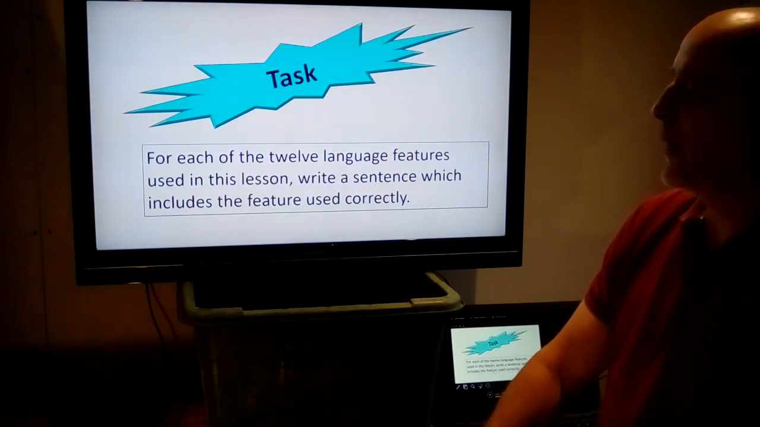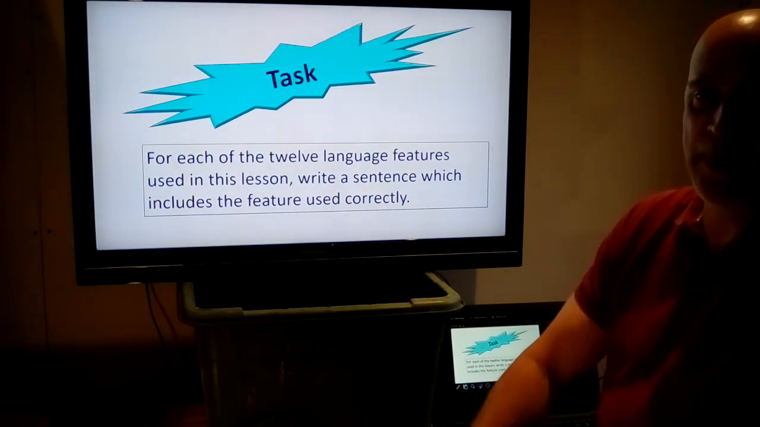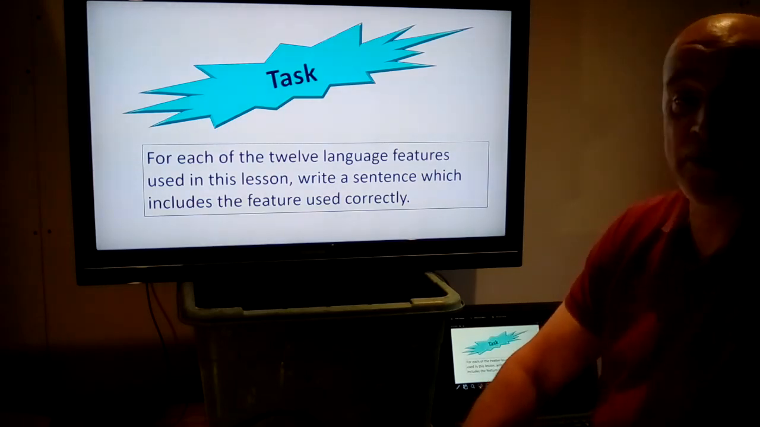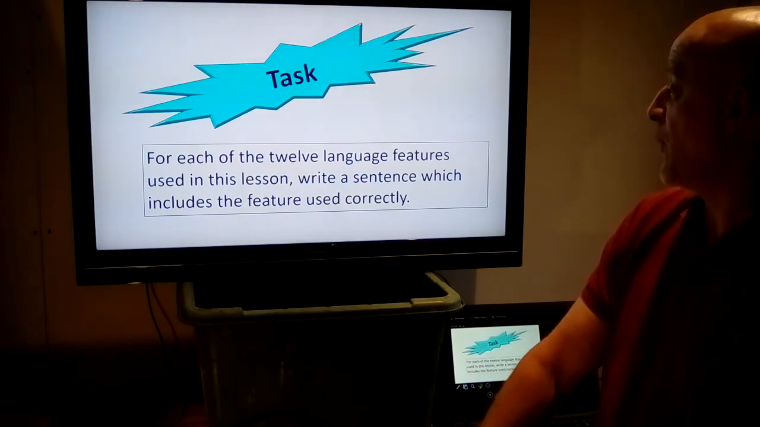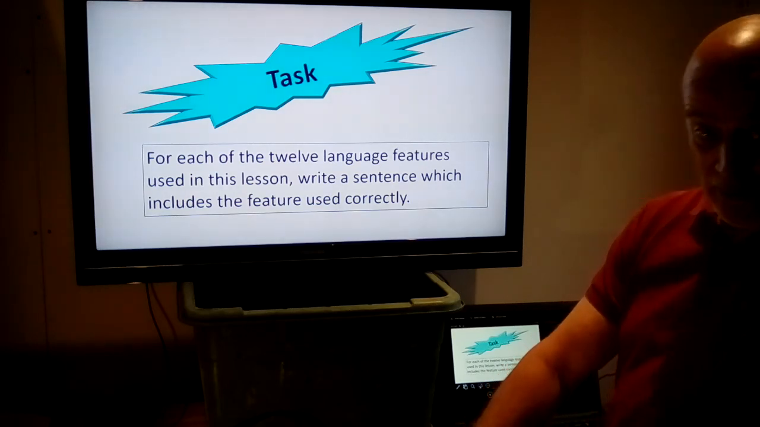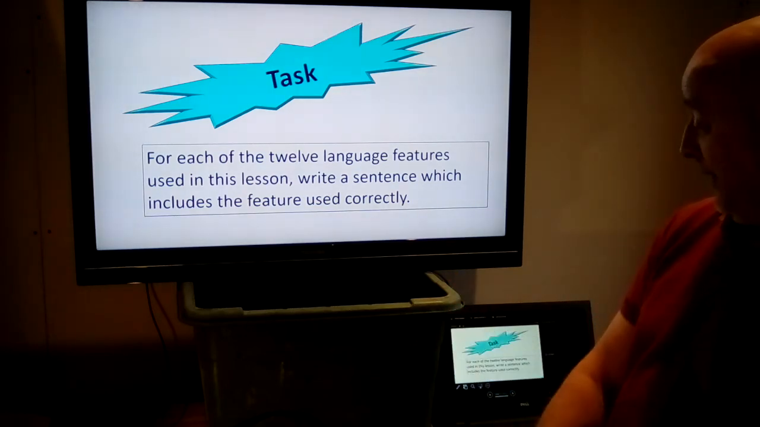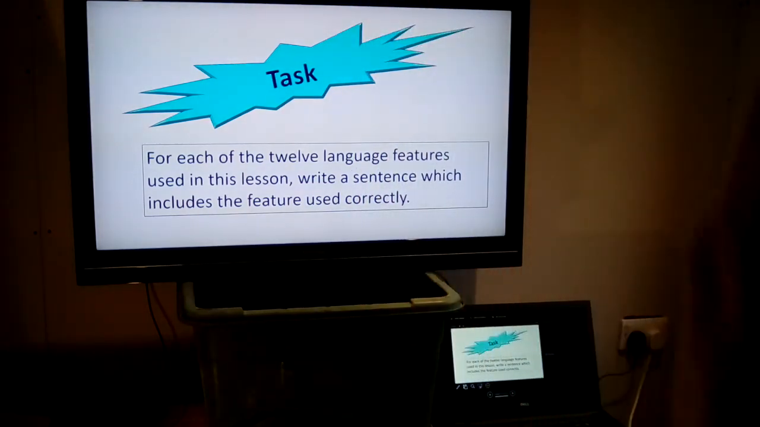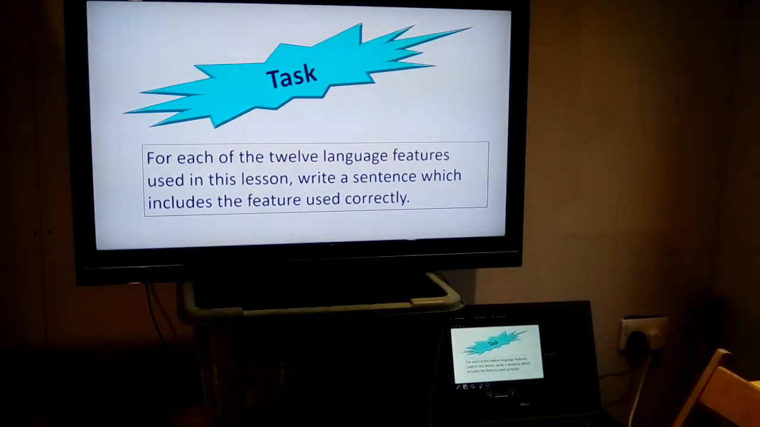And finally, I'm going to come to a little task for everyone. I'd like you to think about that PowerPoint, which will be emailed to you with everything else. For each of the 12 language features I've used in this lesson, I'd like you to write a sentence which includes that language feature used correctly. So you come out with 12 sentences, each of them having a language feature in it used correctly so that you can practice it.